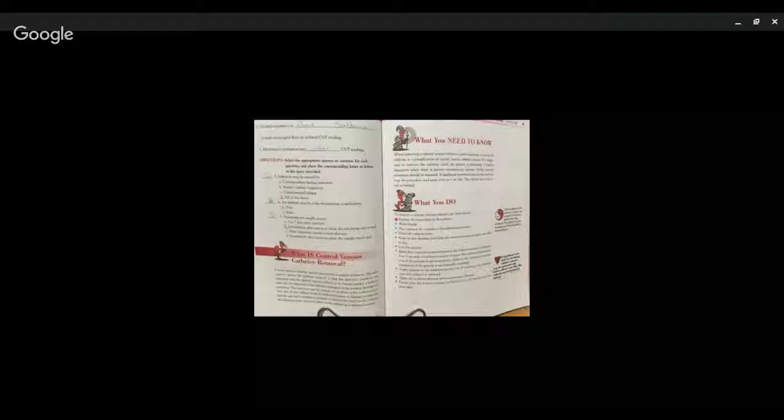When removing a central venous catheter, positioning is critical. Air embolus is a complication of central venous catheter removal. It is important to remove the catheter while the patient is performing a Valsalva maneuver to increase thoracic pressure. During removal, resistance should be minimal. If significant resistance is met during removal, stop the procedure and assess with an X-ray. The catheter may be knotted or kinked.